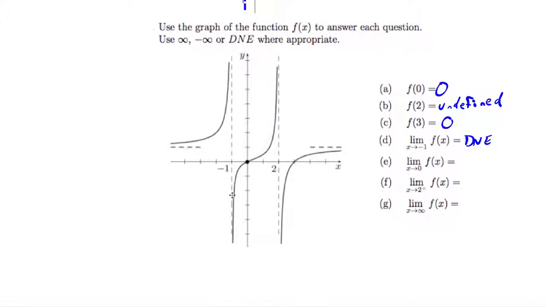As x approaches 0 from the left, the limit is 0. As x approaches 0 from the right, the limit is 0, so this is 0. And then for f, same deal as d, it does not exist. And then as x approaches infinity, we can see that there's a horizontal asymptote there at 1.